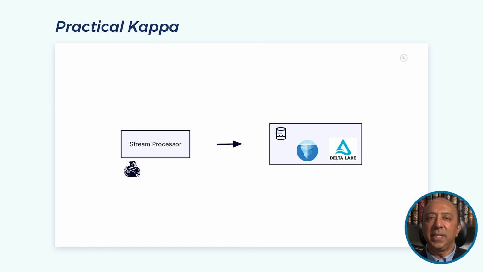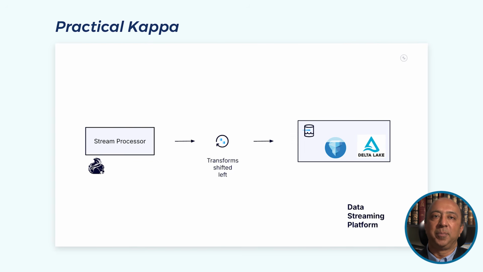Second, we sync the stream into an open table format like Apache Iceberg or Delta Lake. Technologies like Tableflow make this straightforward. The stream just materializes as a table. Put these two ideas together and we get our third architecture, the data streaming platform.